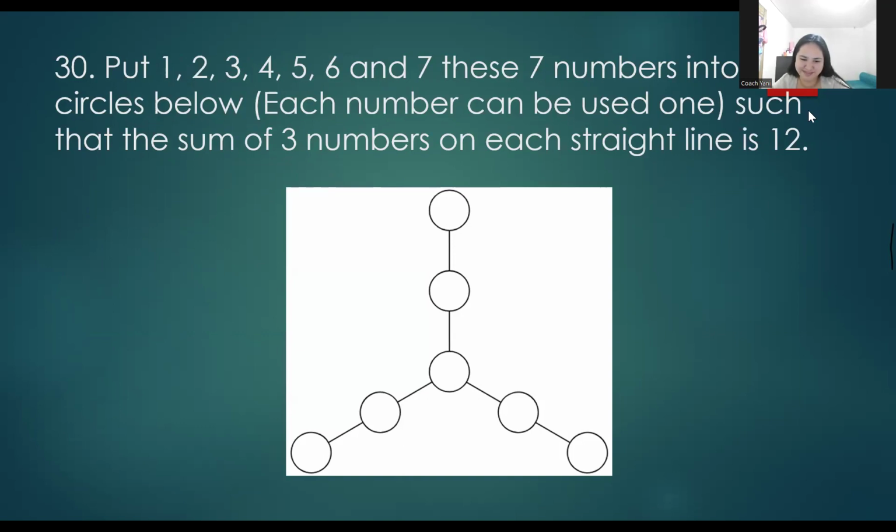So let's try. Okay, so the first step here is you put the middle number in the middle. So you put it at 4, right? That's a clue. You put the middle number in the middle. So this is 4. And 12 minus 4 is 8. So here in the top it's 3, and here between 4 and 3 it's 1.